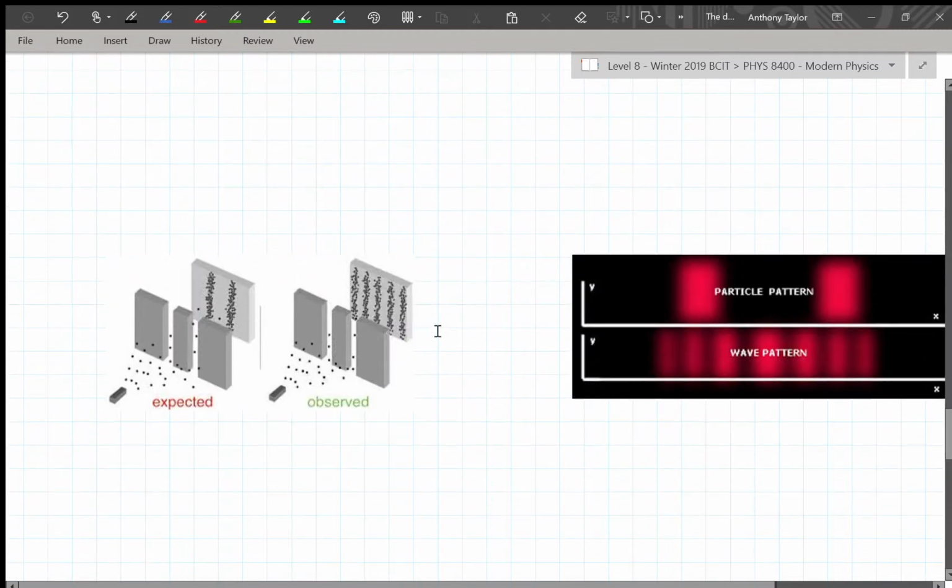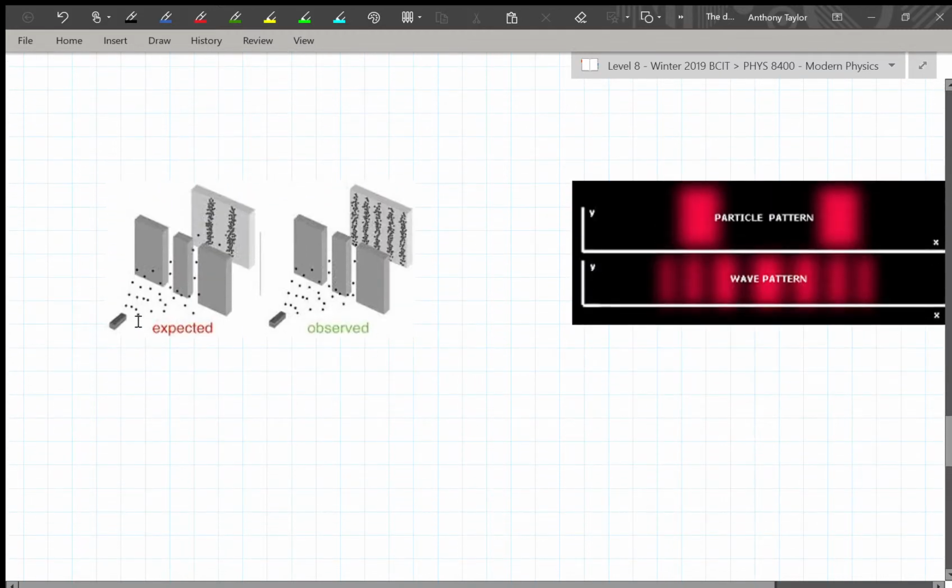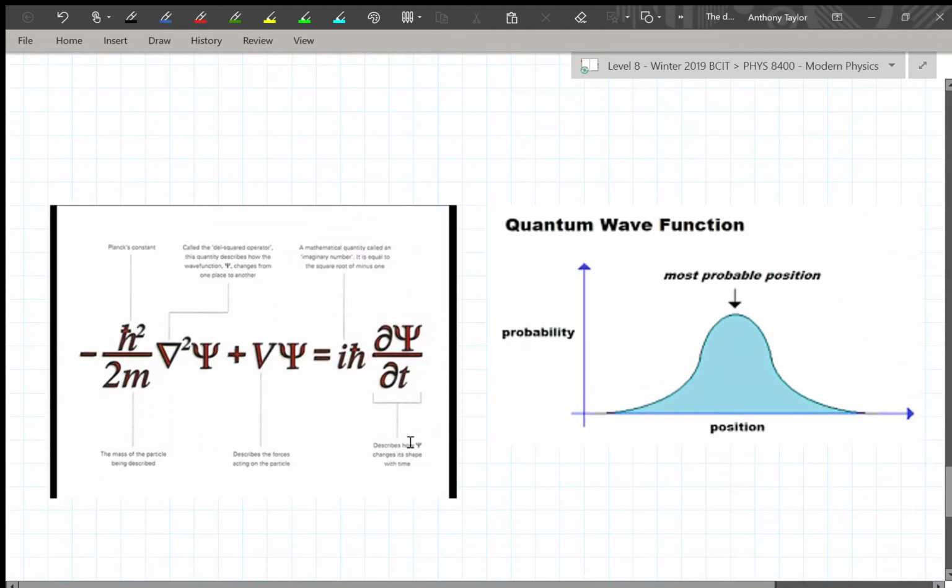So when we shoot individual photons through the double slit experiment, we actually observe the wave pattern, the light interference pattern, which means it's a wave. But if it's an indivisible particle called a photon, how can it be? Is it splitting and going through together at the same time? And this just completely baffled people for quite a while. Scientists didn't know what was going on until we sort of came up with this.